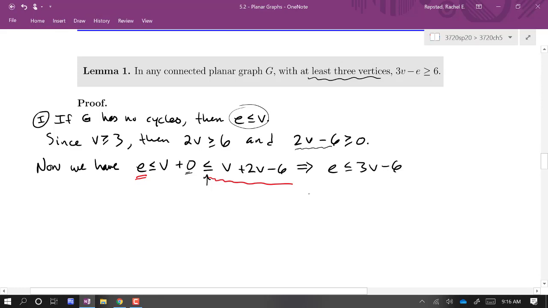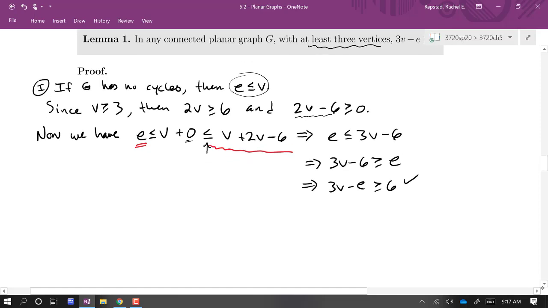And so that means that 3v minus 6 is greater than or equal to e. And if I subtract e and add 6 to both sides, we get 3v minus e greater than or equal to 6, which is what we wanted to show. So that's if our graph has no cycles in it. Now let's consider separately the possibility that G might have cycles.